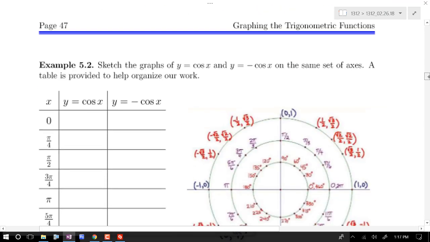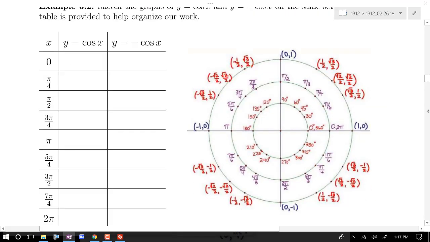Let's do another one. This time, let's work with the cosine. We're going to do it with the same set of values, right? So we're going to stop and look at what happens at the 0, the pi over 4, the pi over 2, and so on down the list. Cosine, though, we're looking for the x coordinates. So at 0, what is cosine of 0?